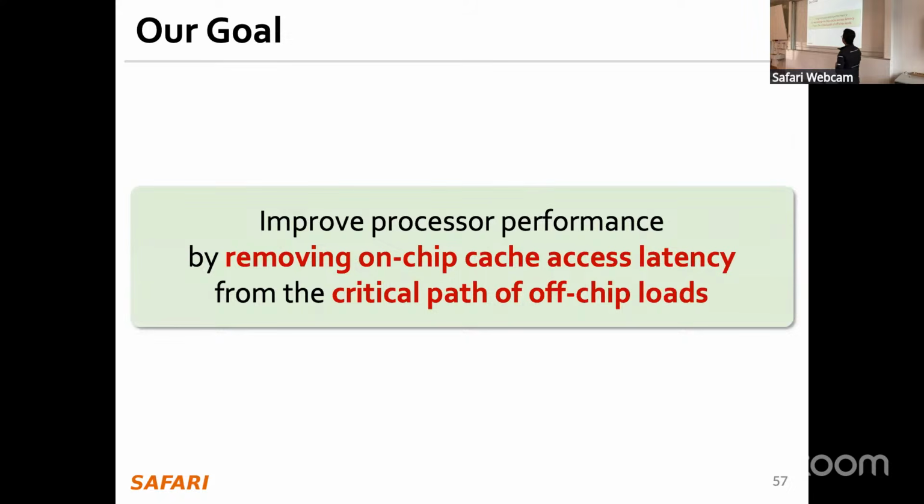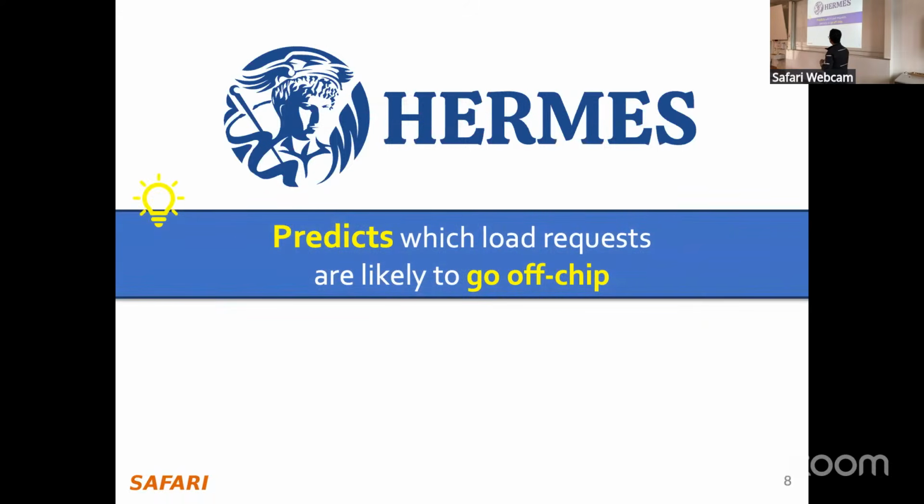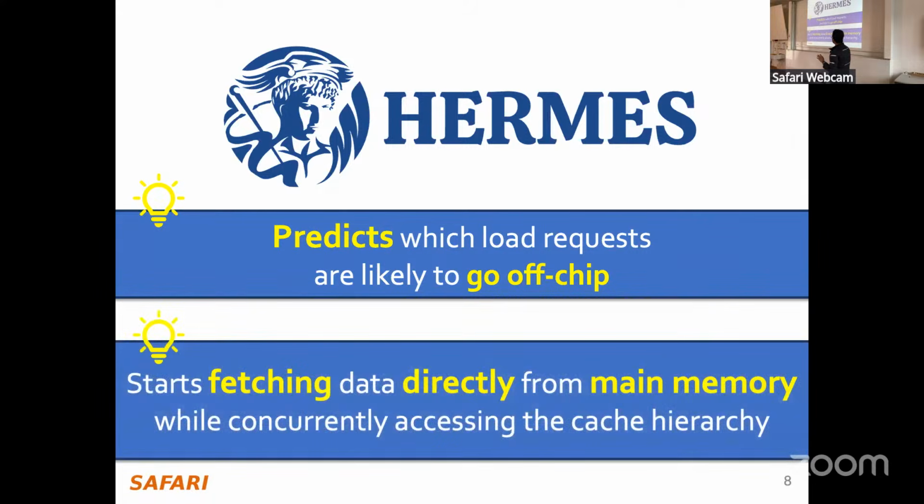So that's the goal of this work: we can improve performance by removing the on-chip cache access latency from the critical path of these loads. So that's what Hermes is. What does Hermes do? It is essentially going to predict, at the very beginning of the memory instruction, which memory instructions are likely to go off-chip. And for those predicted requests, it would start fetching the data directly from the main memory while also concurrently accessing the cache hierarchy. So that's the whole idea.